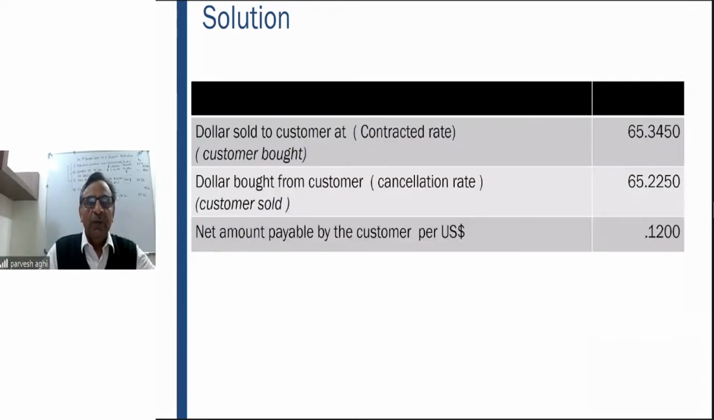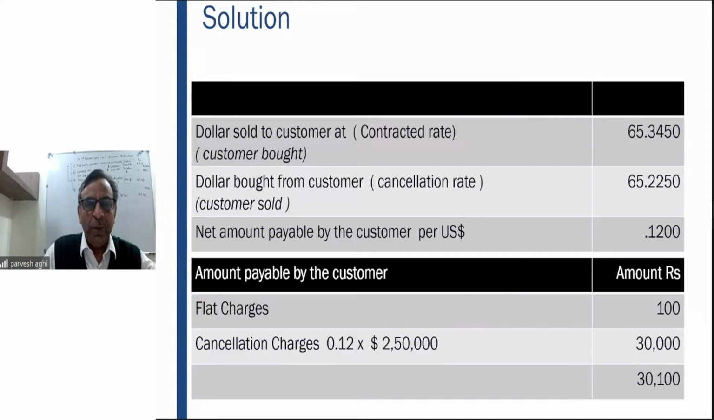Okay. So the first contract was the dollar sold to the customer. The customer bought the dollars from the bank, because he was an importer. So he bought the dollars at what rate? 65.3450. Now, because you need to cancel the contract, the customer has to sell the dollars now. So the rate will be 65.2250. So the net amount payable by the customer will be 0.12, because the customer has bought at 65.34 and has sold at 65.22. So there is a loss accruing to the customer, which is 12 paisa.